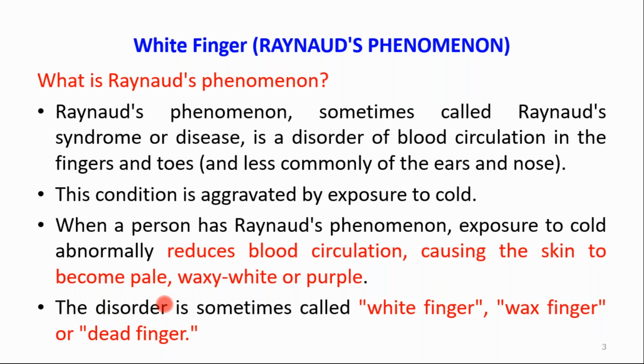The disorder is sometimes also called white finger, wax finger or dead finger, because we feel that there is no sensation in that particular part or finger. That is why it is also called dead finger, and due to the white color it is also called white finger, and it may appear as wax, which is why it is also called wax finger. So this is the basic concept of what exactly Raynaud's phenomenon or white finger disease is. It is mainly related to the reduction of blood circulation in that particular part.